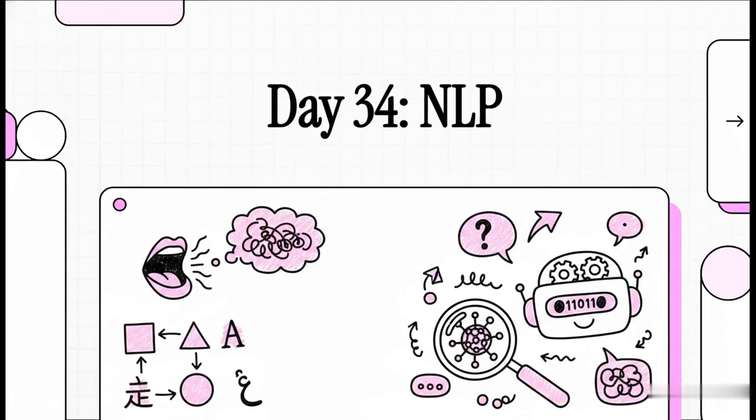So, if you're a focused learner looking to cut through all the noise and get straight to the structured heart of the matter, well, you're in the exact right place. Today, we're breaking down a highly anticipated module. It's Day 34, Natural Language Processing.